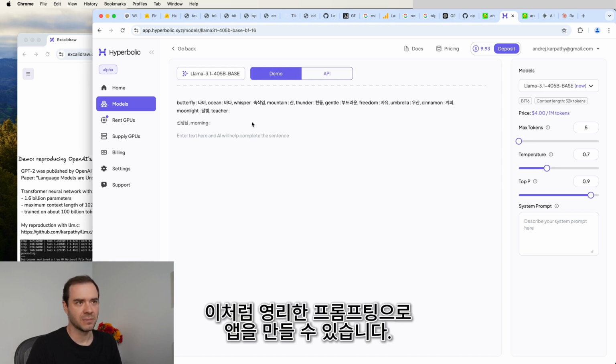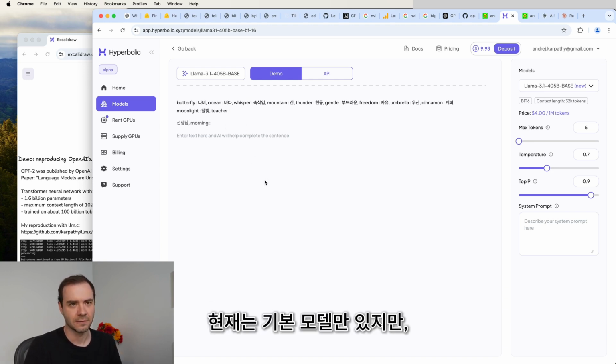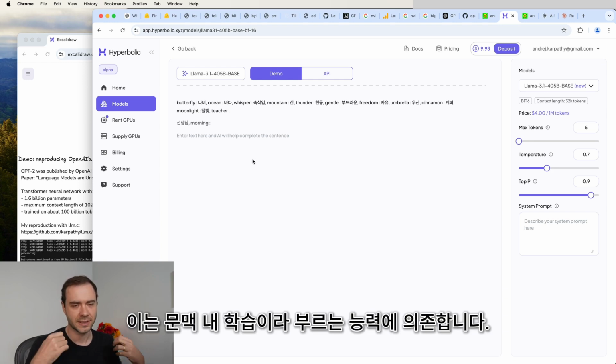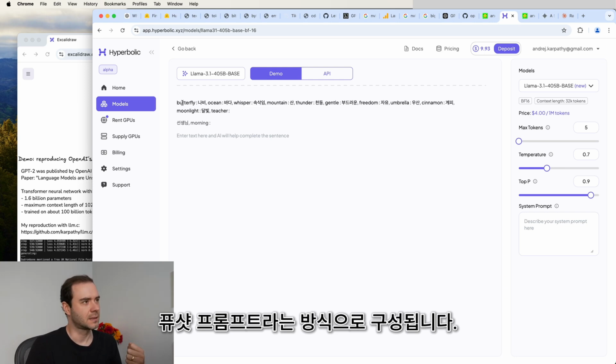And so this is how you can build apps by being clever with your prompting, even though we still just have a base model for now. And it relies on what we call this in-context learning ability, and it is done by constructing what's called a few-shot prompt.